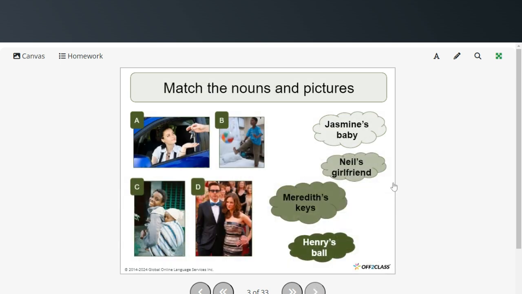So we're going to match the nouns with the pictures. Jasmine's baby would be picture C. Neil's girlfriend is in picture D. Meredith's keys are in picture A. And Henry's ball is in picture B.